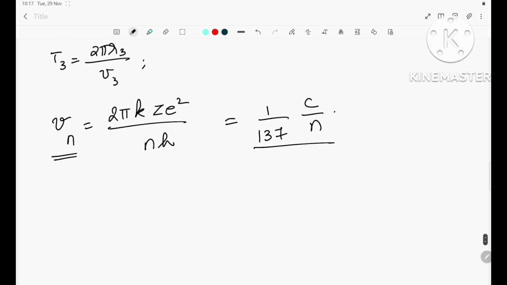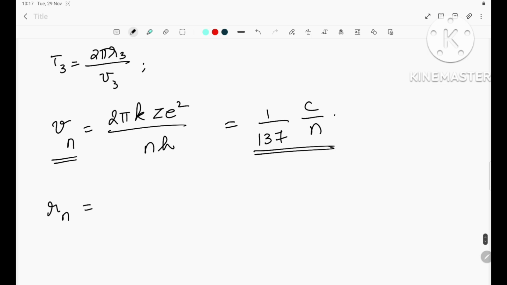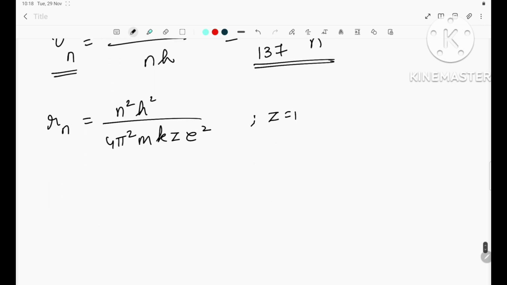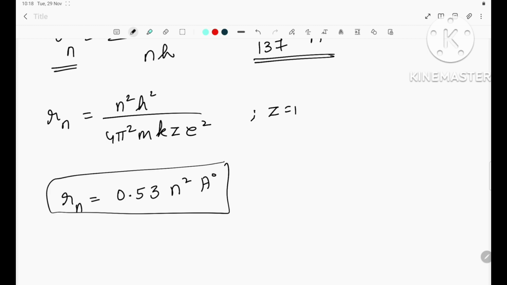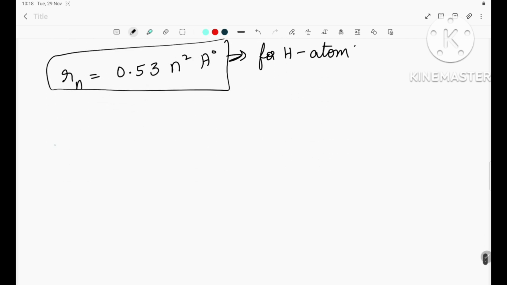We will use this equation because this is much simpler for us to calculate, and we also want to find out the radius because in time period we need r, right? So the radius of the nth orbit is n square h square divided by 4 pi square m k z e square. For the hydrogen atom you will substitute z is equal to 1, and if you enter all the constants, you will get the radius of the nth orbit equal to 0.53 into n square angstrom. So this is for the hydrogen atom, right? Now we will calculate one by one.